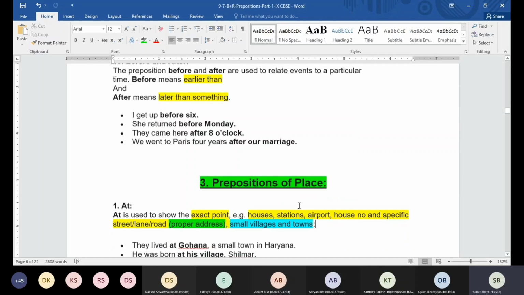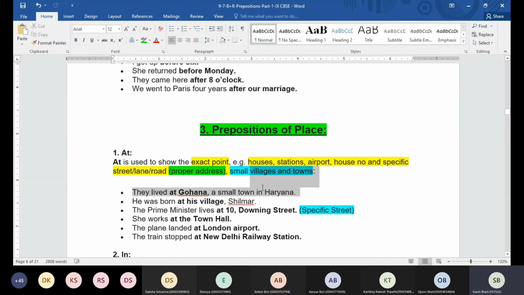For example, they lived at Gohana, a small town in Haryana. We say in Haryana because Haryana is a bigger place. We are already referring to a state which is going to contain a lot of cities, and a lot of villages will be there. But Gohana comparatively is a small village, or a small town, I can say. So we can use the word at here. They lived at Gohana, a small town in Haryana.